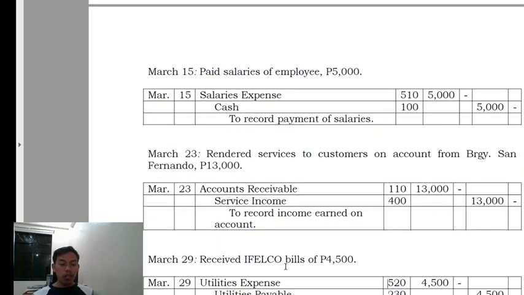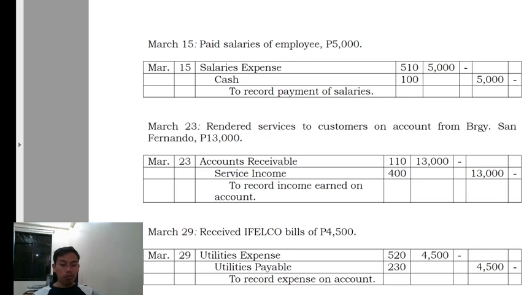Next, March 29, receive IFELCO bills. Hindi tayo nagbayad. Ang sabi, nakatanggap lang tayo ng bill sa IFELCO. So, kapag tumaas ang expense, increase in expense, it is debit. Dahil na hindi tayo nagbayad, tumaas ang ating utang. Increases in liabilities, credit. Magkano yan? 4,545. To record what? Expense on account. So, may expense tayo, pero utang natin. So, on account. Hindi tayo nagbayad.